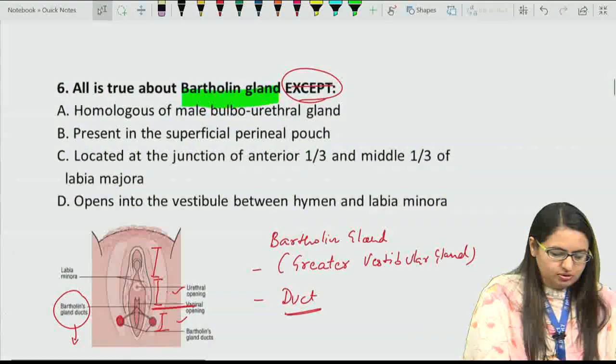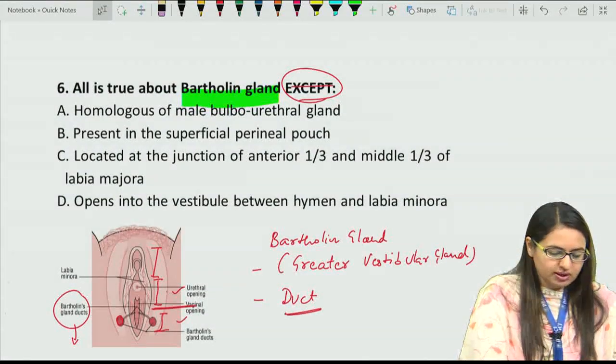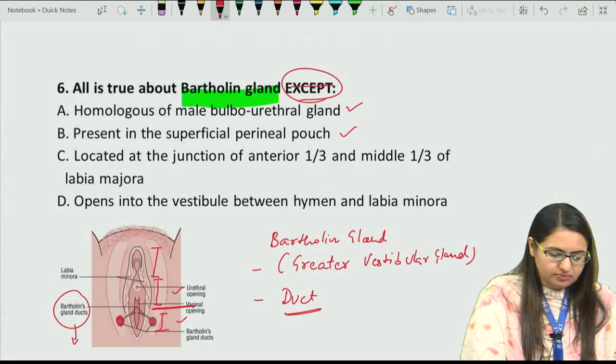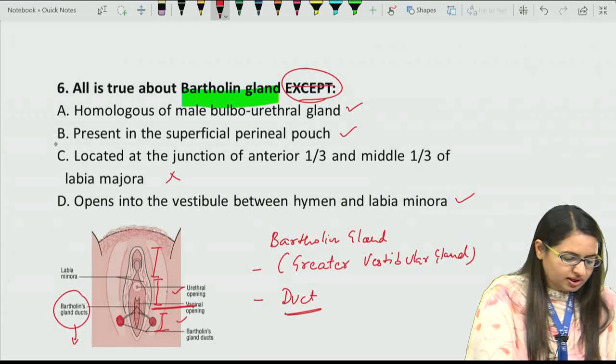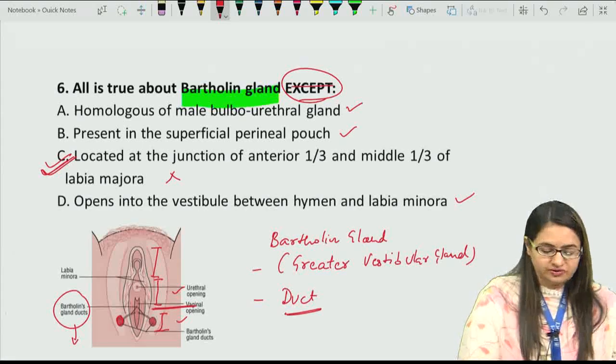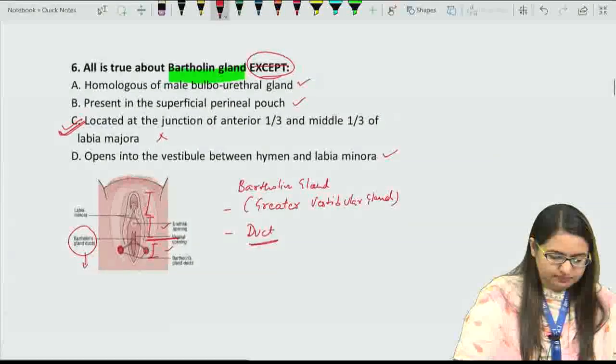Now if you go back to the question, we have to find the exception. It is homologous: option A is correct. It is present in the superficial pouch: correct. In this, the C option is not correct and D is also correct. So the answer for this question is C, because the location is different, as we have discussed.